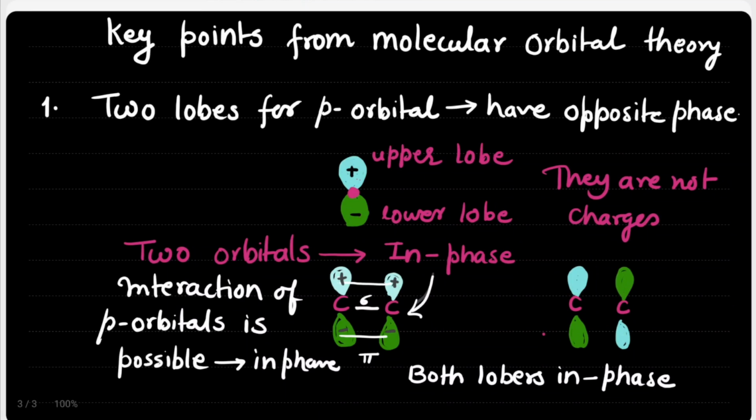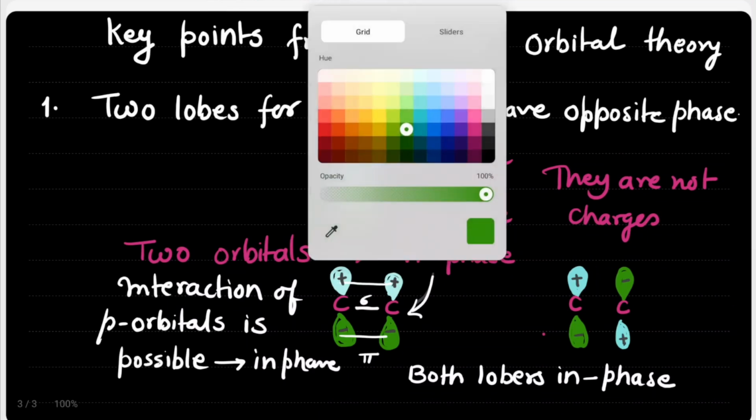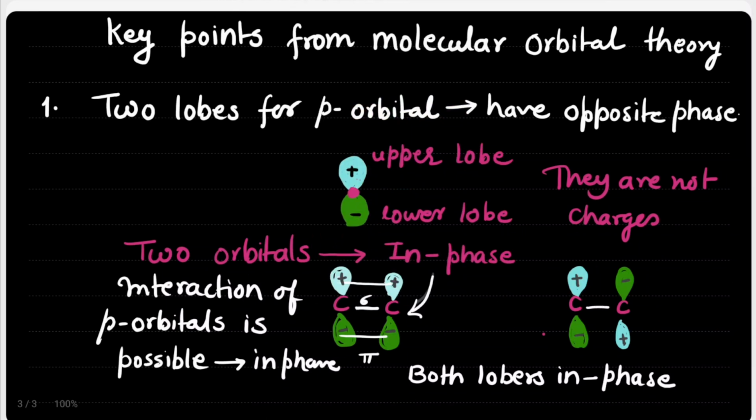So there will be no effective overlapping. So this is out of phase. Such overlapping is out of phase. In the next topic we will see this is called effective overlapping and this is the minus overlapping. It means that if the interaction of two pi orbitals takes place out of phase, we have to subtract from the bonding because there is a node formation.